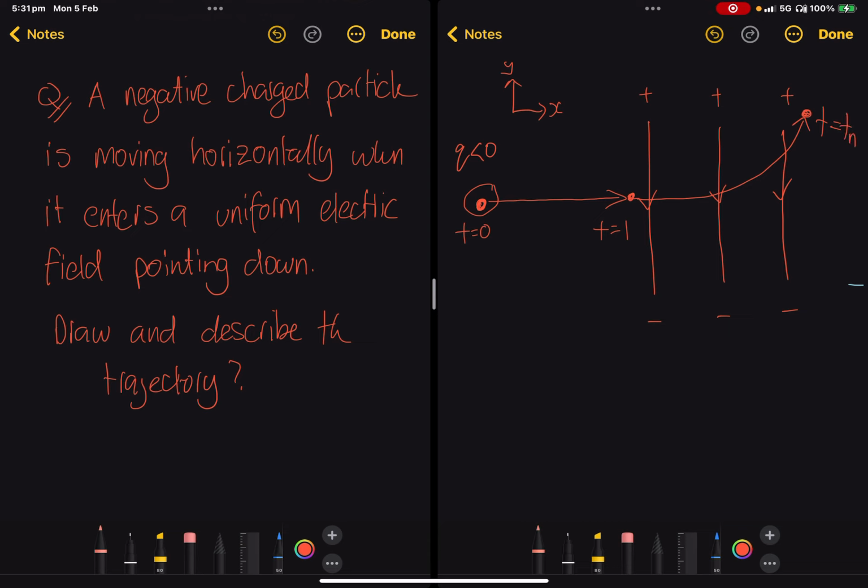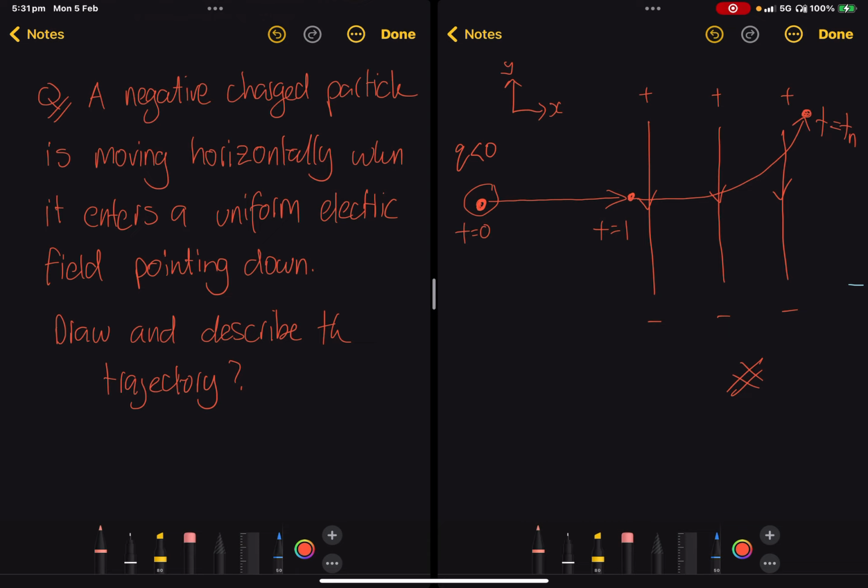So this is what's happening to it. It moves horizontally along. Then when it enters the field, it continues to move horizontally, but now it is also accelerated upwards because we're told that the uniform field points down. This means the positive is up the top, the negative is down. This negative charge particle wants to get away from the negatives, which are at the bottom of the field, and so the negatives down the bottom repel that charge, and therefore it gets accelerated upwards. So this is approximately what this trajectory looks like.